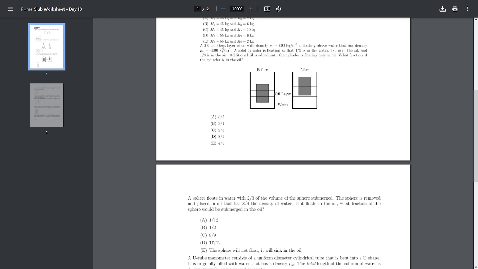So we know that this 3 centimeter probably isn't going to do much, right? It's only asking what fraction of the cylinder. They don't give any heights. They don't ask for the final height of the oil or something like that. So let's just start working on this, right?